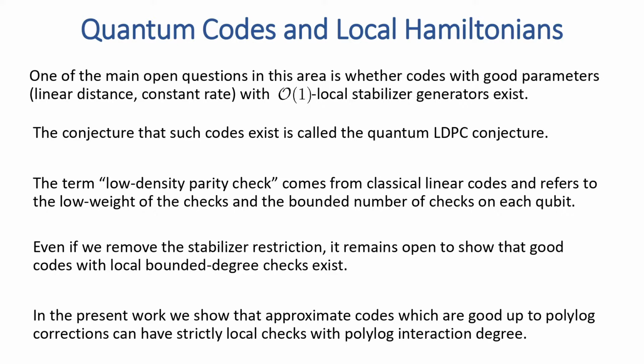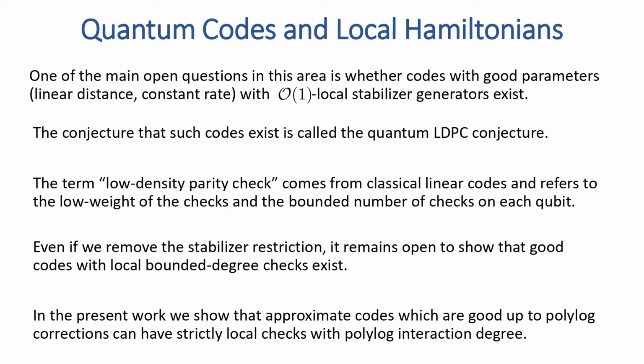But okay, so one of the main open questions in coding theory is whether codes with good parameters, that is linear distance and constant rate, with O of 1 local, weight O of 1 stabilizer generators exist. So the conjecture that such codes exist is called the quantum LDPC conjecture. This term, low density parity check, comes from classical linear codes and refers to the low weight of the checks and also a bounded number of checks on each qubit.